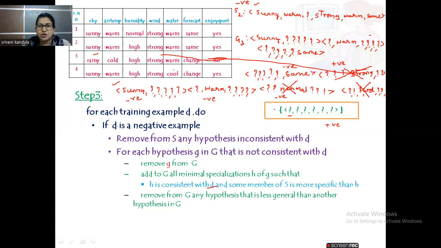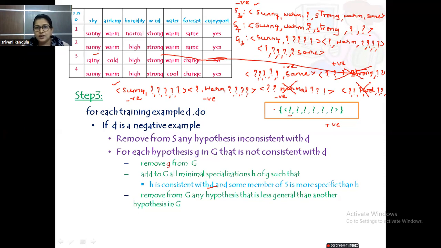Here there is a change. Warm and cool. Because of this, my example 4 will be classified as a negative example, but actually it is a positive. So I should make changes to my specific hypothesis. Wherever there is a mismatch, let us just replace that with a question mark. Sunny, warm, question mark, strong. There is a mismatch with warm, so let us replace that with a question mark. There is a mismatch with the same, let us replace that with a question mark.